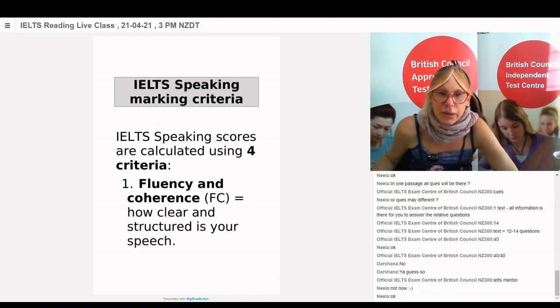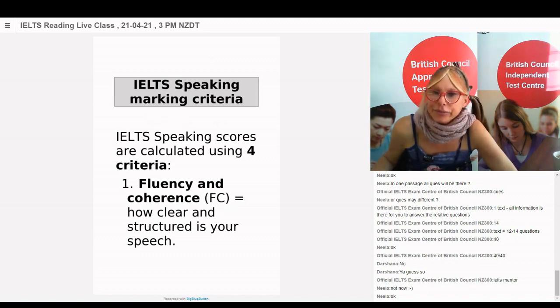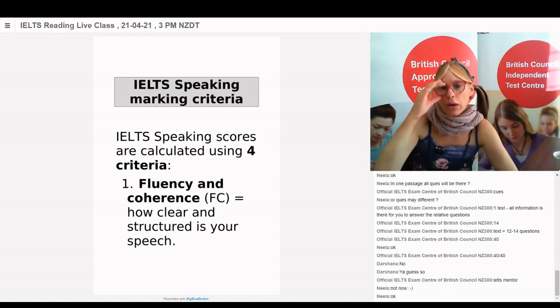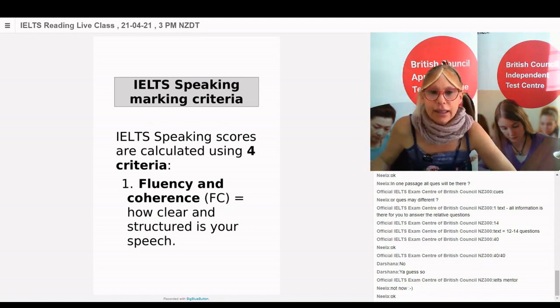The IELTS speaking marking criteria is based on four categories, basically. We have, the first one is fluency and coherence.